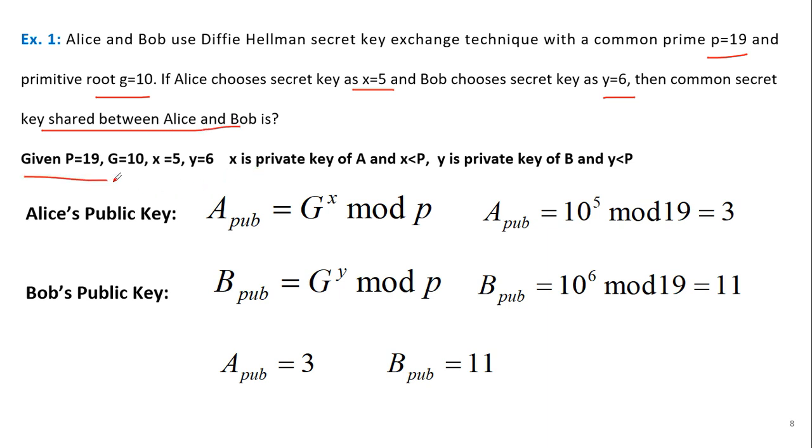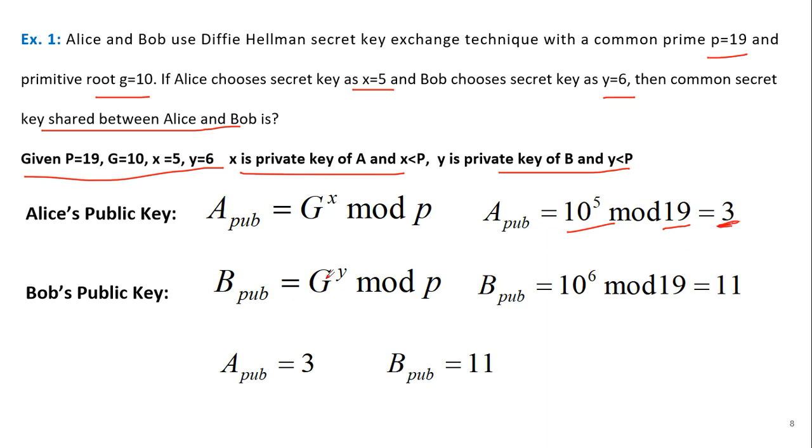So first, given are all these values. X is the private key, Y is the private key, which is less than P. Now here first we calculate A public, which is nothing but G raised to X mod P. Now here P is 19 and G, that is the primitive root, is nothing but 10. Therefore 10 raised to 5 mod 19 is equal to 3.